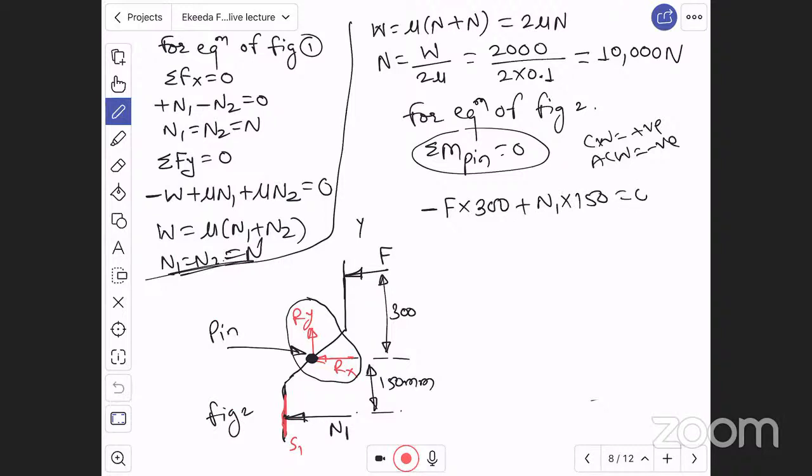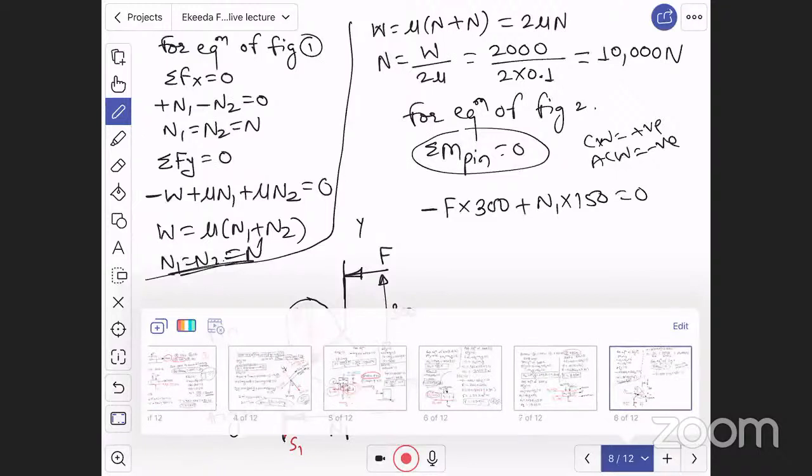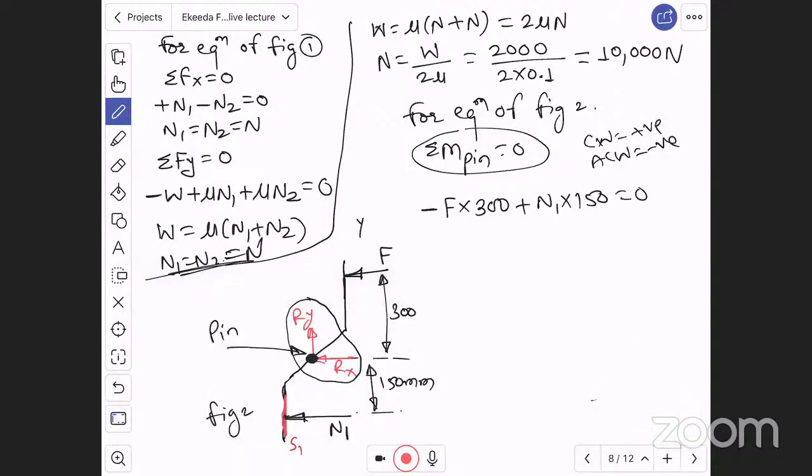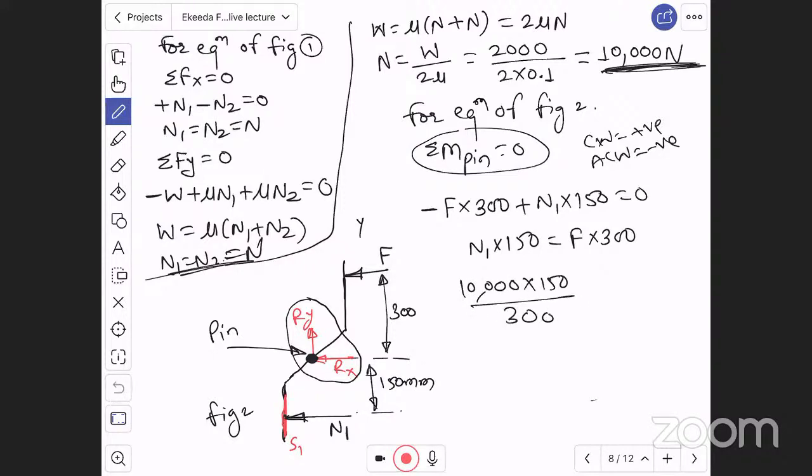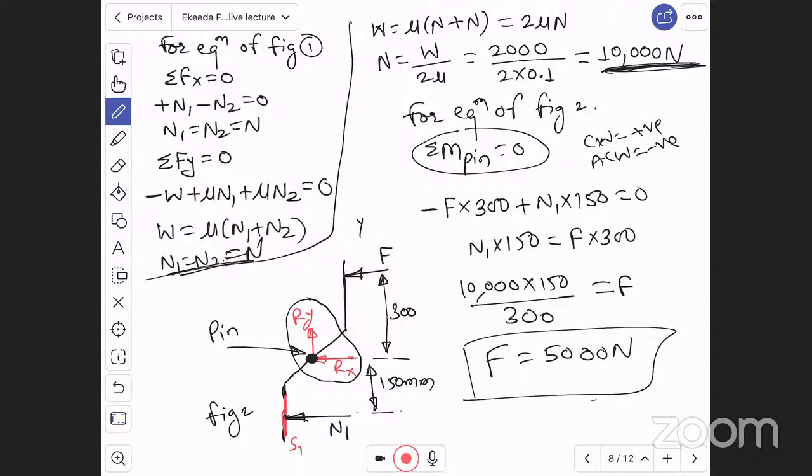right? Therefore from this can we write N1 into 150 is equal to F into 300, right? And N1 is nothing but N. N1 is equal to N2 is equal to N. This already we have proven. Therefore 10,000 into 150 divided by 300 is equal to F. And solve for this, you will get F is equal to 5,000 Newton. This is the gripping force required, and this is your answer.